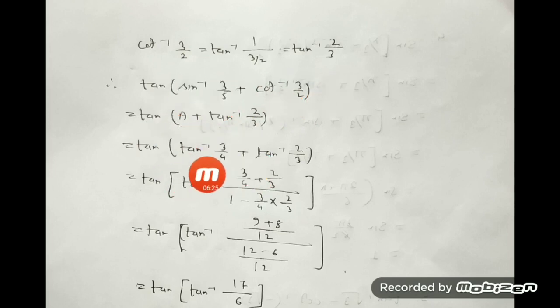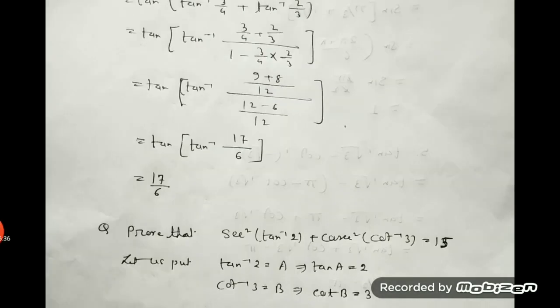This is A, meaning this one. Then apply the formula of tan inverse x plus tan inverse y, that is tan inverse of x plus y by 1 minus xy. Okay, doing the calculation, we have got tan inverse of 17 by 6. And then tan of tan inverse theta gives you theta. So the value is equal to 17 by 6.